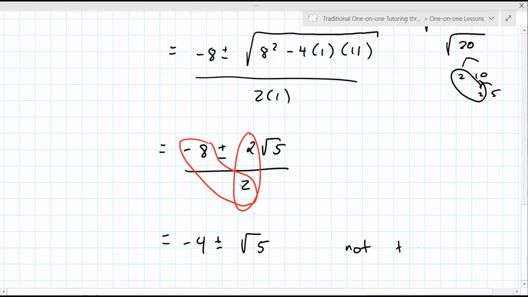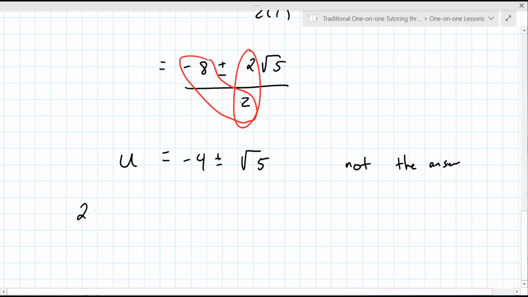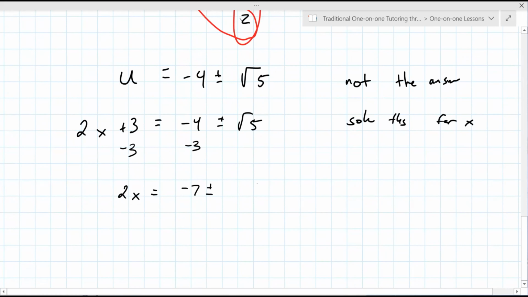But this is not the answer, because everything we just did is for u. And I think you have to be very careful of that, because you get so heavily involved in this question that you don't remember what you were starting with. So the starting point was 2x plus 3, and that's what u is. So you need to solve this for x. So you subtract 3 from both sides: minus 7 plus or minus square root of 5. Then you divide by 2. And there should be some answer that looks very similar to this.